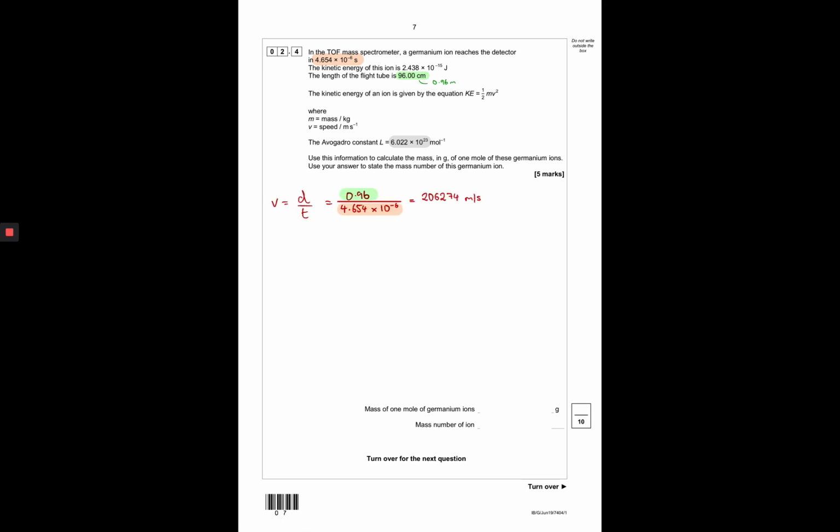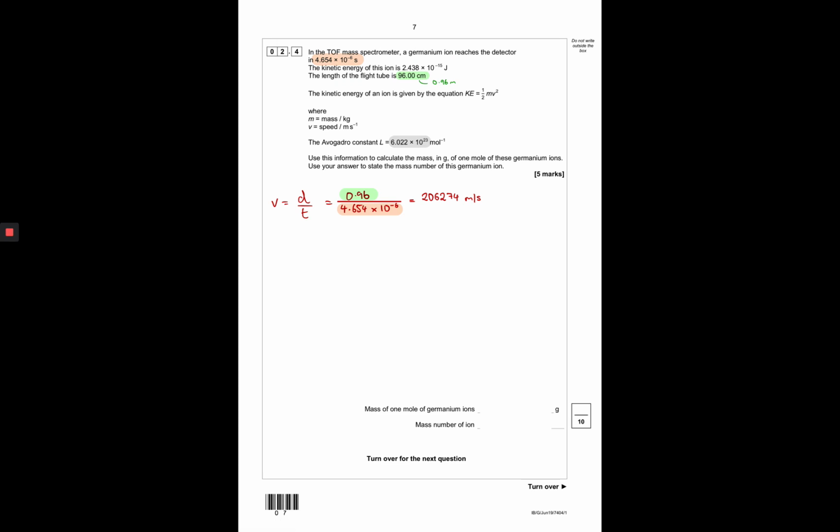Now, a lot of people just went straight to a rearranged kinetic energy equation in which they had substituted v equals d over t, velocity equals distance over time, and they were wrong straight away, because they had rearranged the equation in their head, or I don't know where, but they hadn't done it on paper, and it was wrong. And the moment it was wrong, that basically stuffed up the rest of the question.